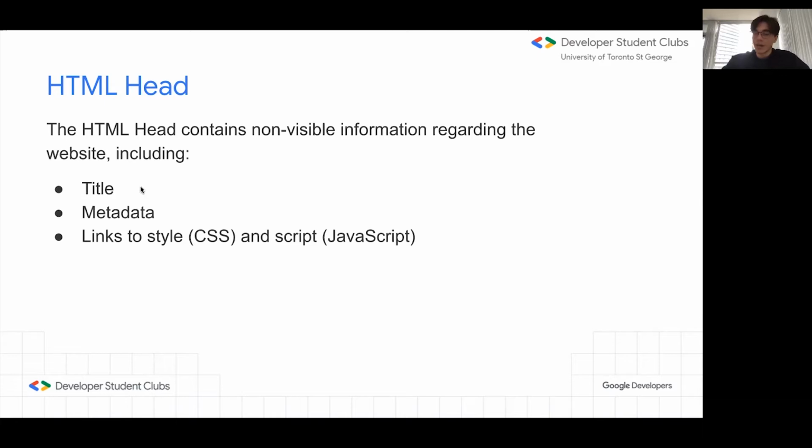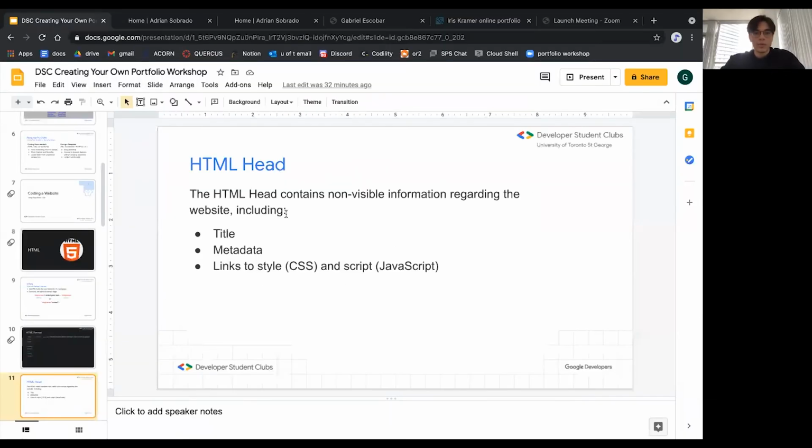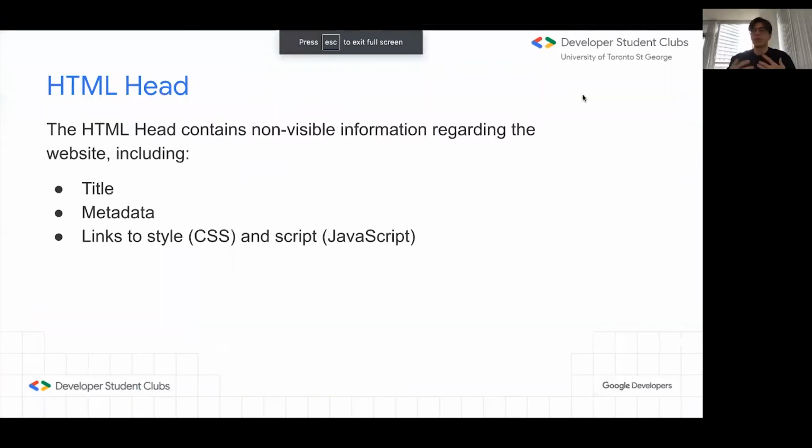So this might include the title of the website. The title is what's shown in the tab right here. My title is Gabriel Escobar, which is my name. My friend's title is Home Adrian Sobratum. The title is just that. And again, it gives more information about the website without displaying it on the actual website itself, on the screen itself.